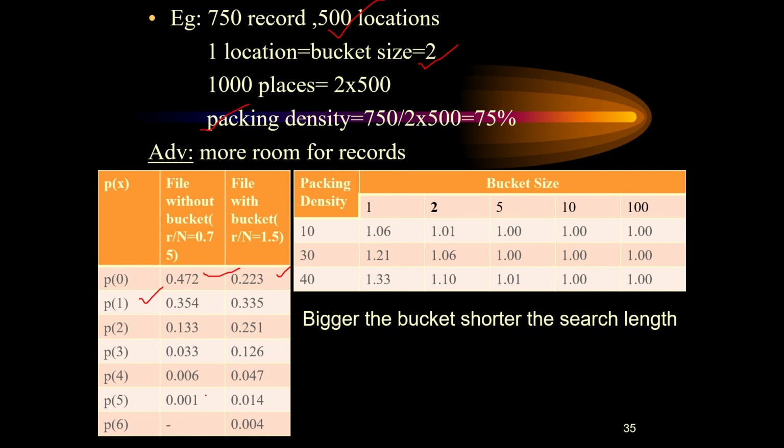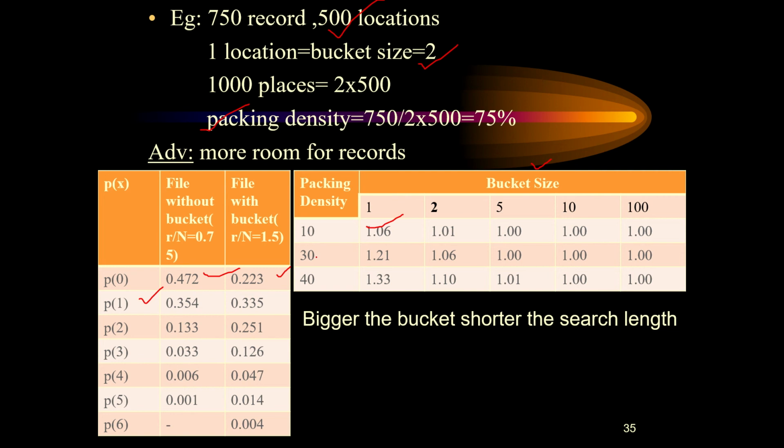So we can see a large, drastic amount of improvement in the case of using a bucket here, and this is in another table which mainly shows how much improvement we have by using different bucket sizes. If I'm having a packet density of 10, then if the bucket size is 1, the performance is 1.06, and with 2 buckets it's 1.01, with 5 buckets it is 1. In the sense, all of the records are being accommodated.